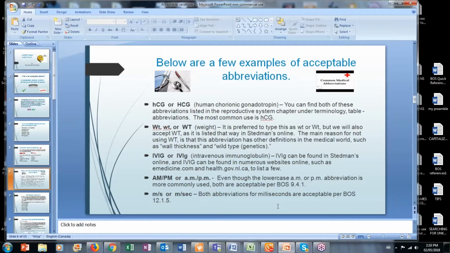Amanda, I'll answer that after I'm done. And for milliseconds or, Dad, what am I trying to say here? Meters per second. Can't get my tongue working right here. Both ways are acceptable. So you can just put S for second or SEC. And both abbreviations for milliseconds are acceptable per BOSS 12.1.5.